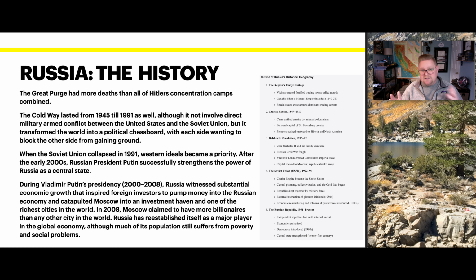The Soviet Union did collapse in 1991. Western ideals became a priority. After the early 2000s, Russian President Putin successfully strengthened the power of Russia as a central state.